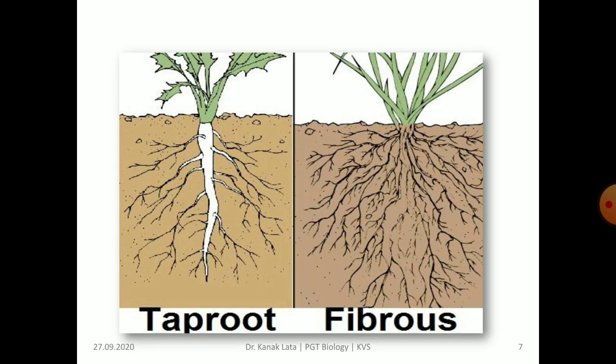In the figure, you can compare taproot and fibrous root. Here you may observe that in taproot, one main primary root is present and lateral, secondary and tertiary roots originate. Whereas in fibrous root, a large number of roots arise from the base of the stem.